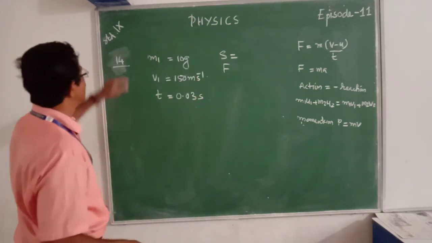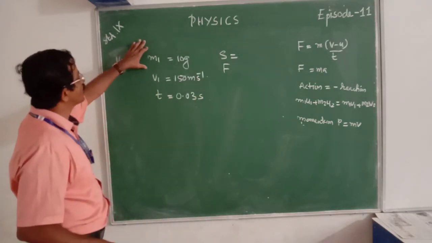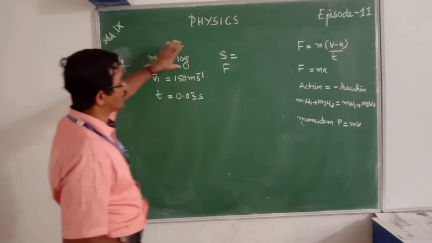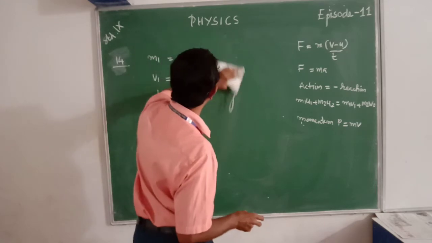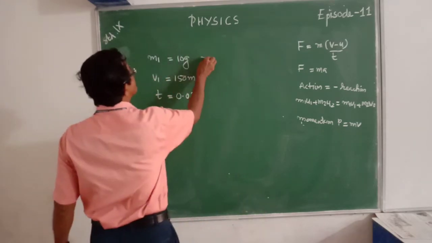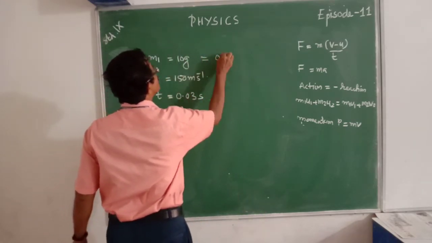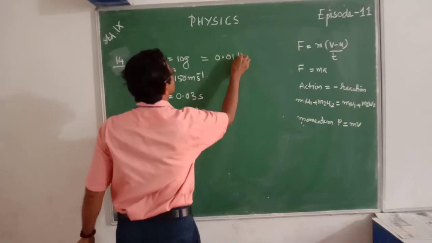See here, mass is given, that is 10 gram. To change this gram into kilogram, what do we do? We divide by 1000. Then this will come to 0.01 kg.